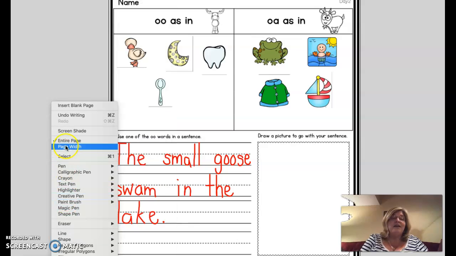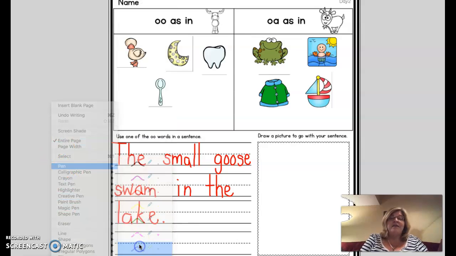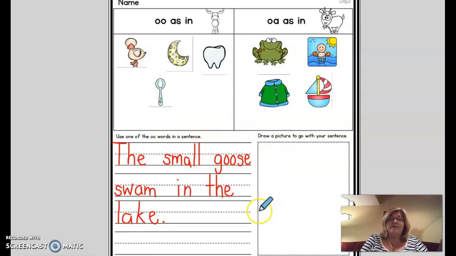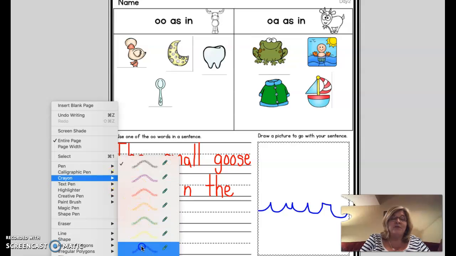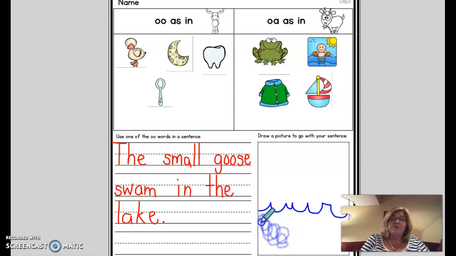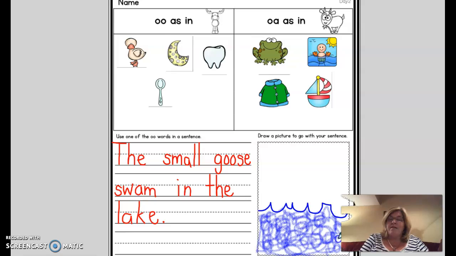So, friends, take a minute to kind of look at those pictures and decide if you're going to write a different sentence about a goose, or are you going to write about a moon, or what about a tooth? Those of you that have lost teeth, that might be a good one that you could write about your lost tooth. Or did you use a spoon this morning to eat some cereal, or did you learn something new about the moon when we were studying about day and night? So, friends, you can get your paper ready while I work on drawing my goose.